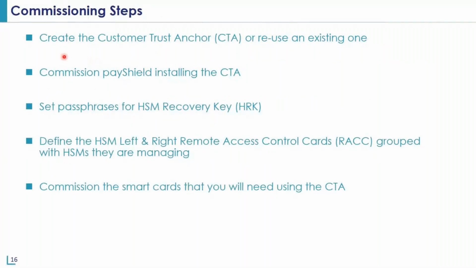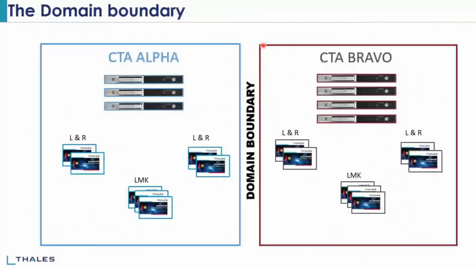This is a recap of the commissioning steps. First, you create the CTA, the customer trust anchor. If you are not creating it, you have an option to reuse an existing key set. So here you create a CTA on PayShield number 1, and at the time of PayShield number 2 commissioning, you select that you have existing CTA cards. Similarly, for the third PayShield, you select that you have existing CTA cards. Then you will reinstall the CTA here and here.